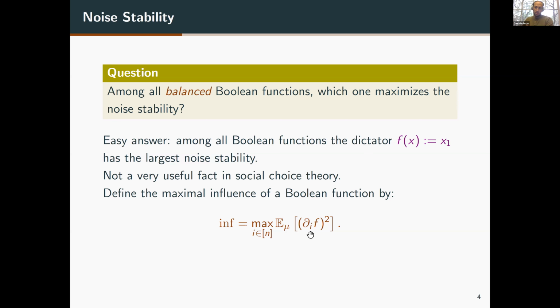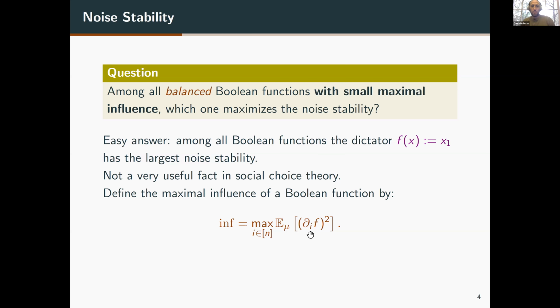It's basically 1. What happens if no single voter, no single coordinate has a large influence, right? Which would be a more democratic way to think about it. So with this notion, we can refine the question to be: among all balanced Boolean functions which also have a small maximal influence, which one maximizes the noise stability, right?